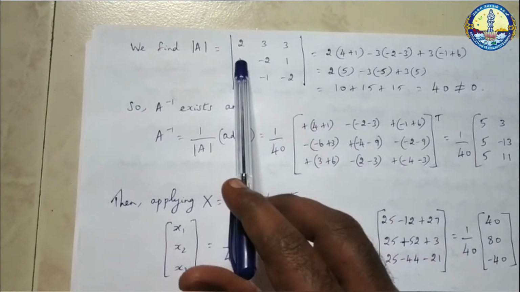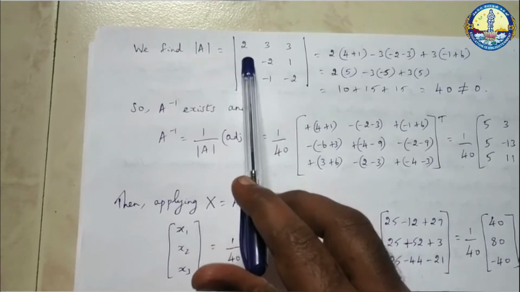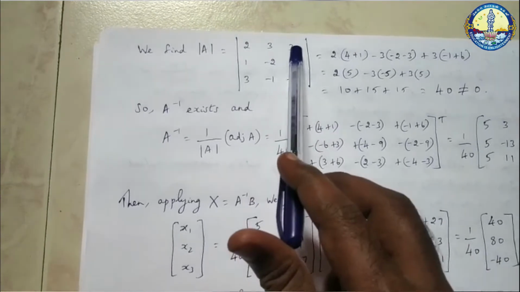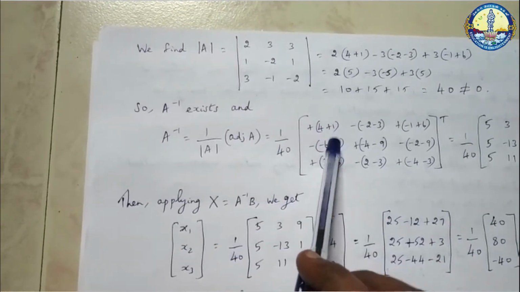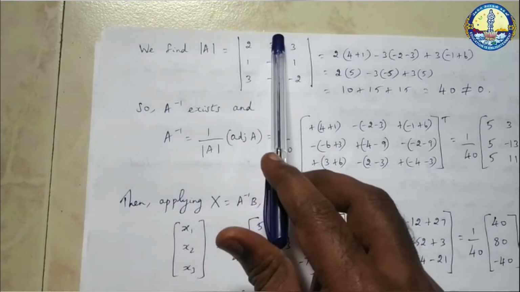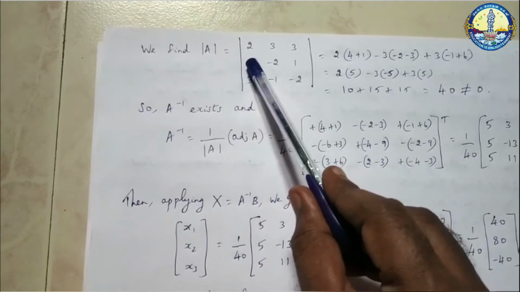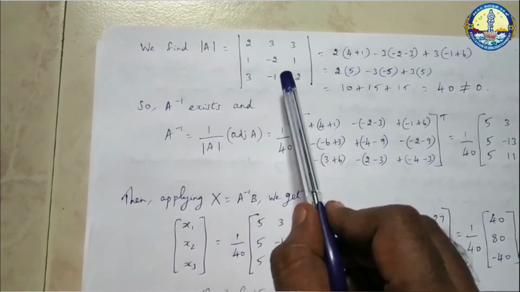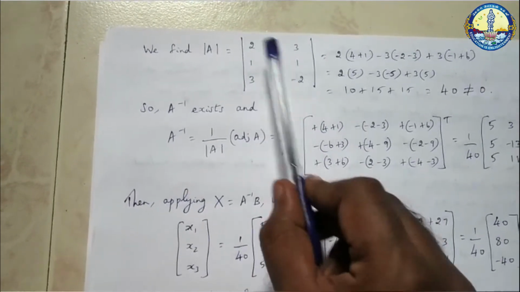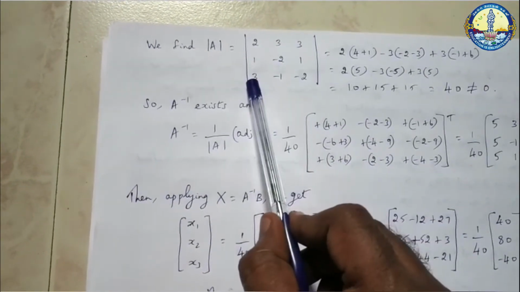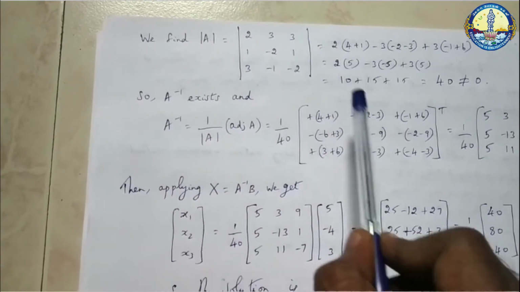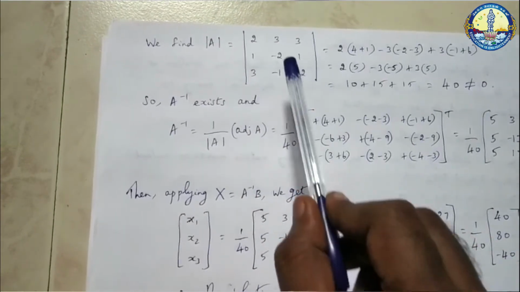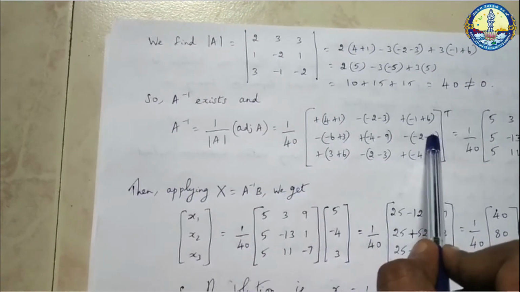For the next 3: 1 times minus 1 is minus 1, 2 times 3 is 6, so plus 6. For this 1, we leave the corresponding row and corresponding column: 3 times 2 is minus 6, 1 times 3 is 3, so plus 3. For this minus 2, leaving the corresponding column and row: 2 times minus 2 is minus 4, 3 times 3 is 9, so minus 9. And for this one: 2 times 1 is minus 2, 3 times 3 is 9, so minus 9.